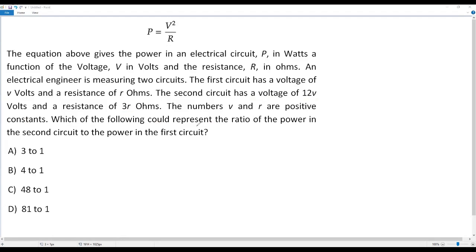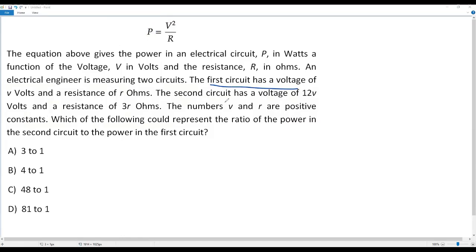Which of the following could represent the ratio of the power in the second circuit to the power in the first circuit? Here we have an equation that can be used to find the power in circuits. Here this capital P represents the power. Okay, now first let's find the power in the first circuit. For that we have to consider the voltage and resistance in the first circuit.